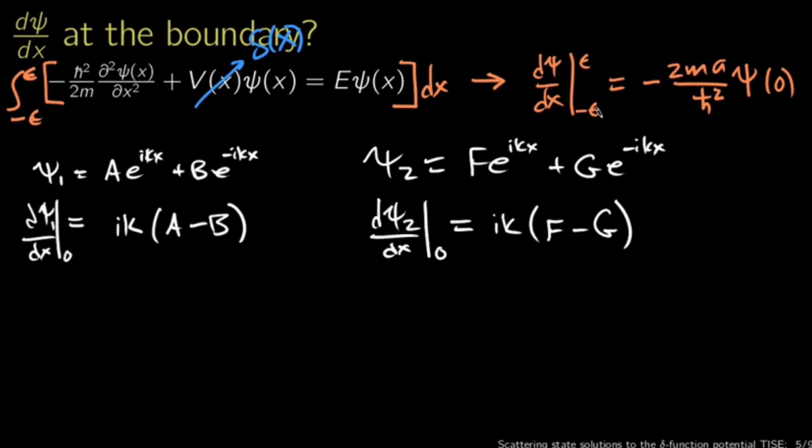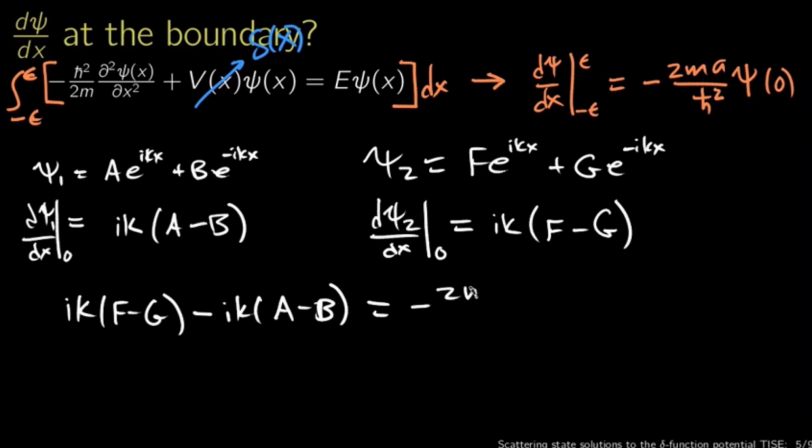That means the left-hand side here, which I can calculate by looking at the derivative of psi for positive values of x as x goes to 0, this expression, and subtracting the first derivative of psi for negative values of x as x goes to 0, this expression, what I end up with is ik times f minus g minus ik times a minus b. That's the left-hand side now of our expression up here. Our right-hand side is minus 2ma over h bar squared times the value of psi at x equals 0.